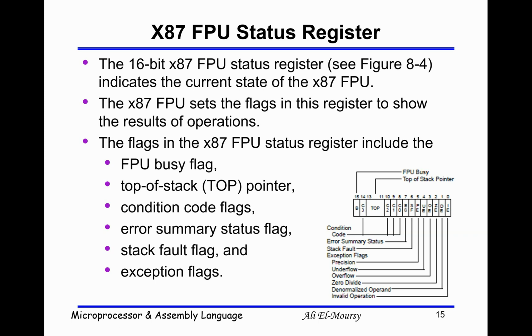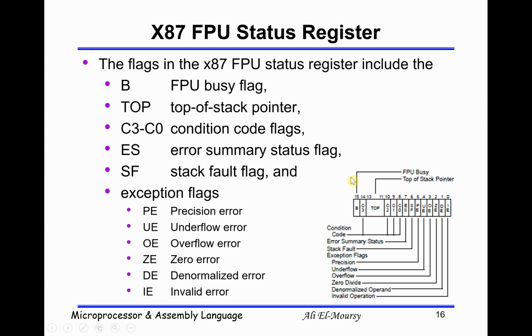So let's discuss the first one, the busy flag. The busy flag indicates that the x87 is busy doing some calculations and is not ready to communicate with the x86. So the x86 should check this flag before sending data to or receiving data from the x87 processor. The second set of bits are the top of the stack, as we indicated. We discussed them in the explanation of the registers.